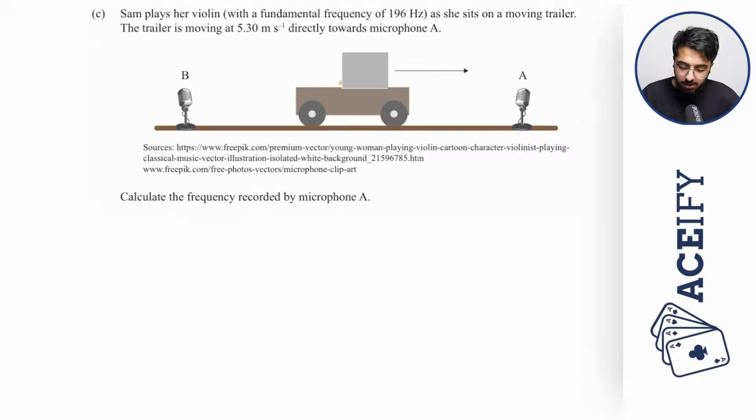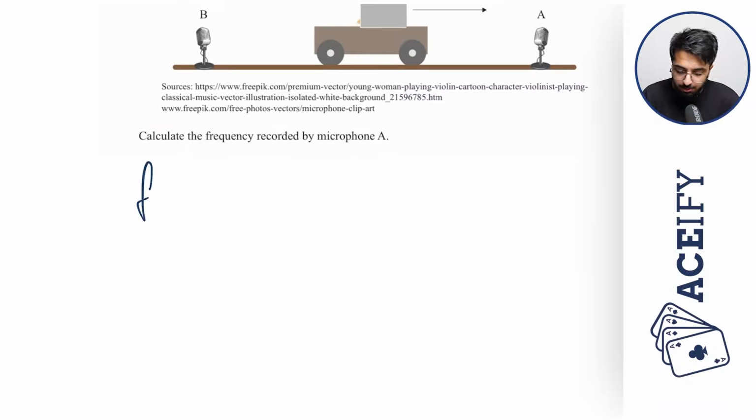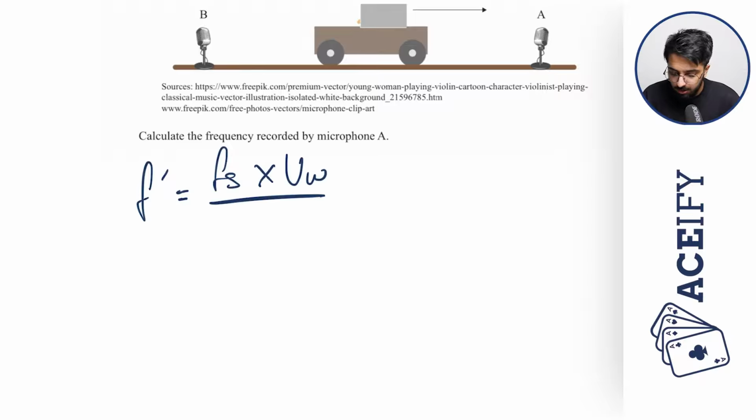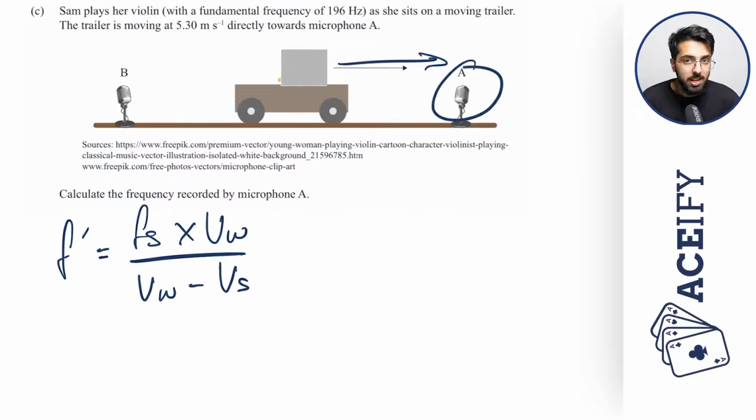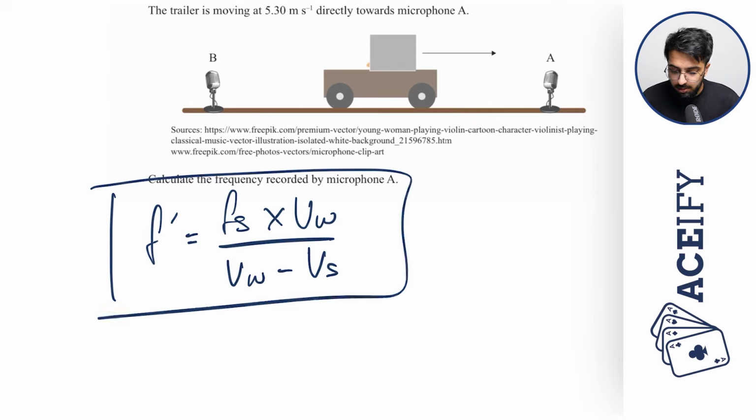Alright, so we have our Doppler equation where we have our perceived frequency is equal to the source frequency times the velocity of the wave all over the velocity of the wave minus the velocity of the source, using minus in this case because we are approaching microphone A. Okay? Again, if you don't know where this equation comes from, I go through it in my Doppler videos on my Waves playlist, so you can go check that out.